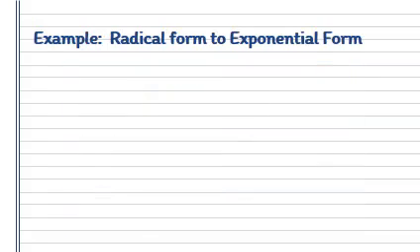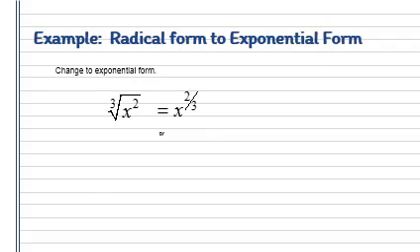Now, how do I change from radical form to exponential form? Suppose you have the cube root of x squared. 3 is the index, and inside we have x squared. As I told you before, the index becomes the denominator. So this will give me x to the power 2 over 3. So I changed from radical to exponential form, only exponents without radicals. So any radical now you can change into a fraction like this.